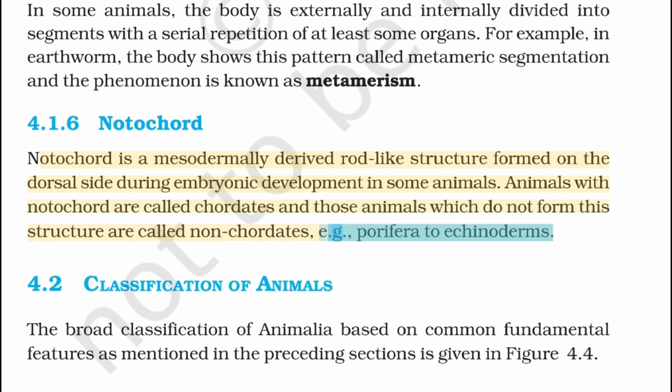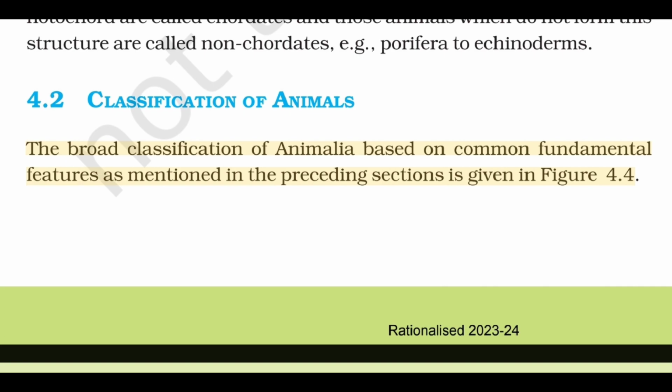4.1.6. Notochord. Notochord is a mesodermally derived rod-like structure formed on the dorsal side during embryonic development in some animals. Animals with notochord are called chordates, and those animals which do not form this structure are called non-chordates, for example, porifera to echinoderms. 4.2. Classification of animals.